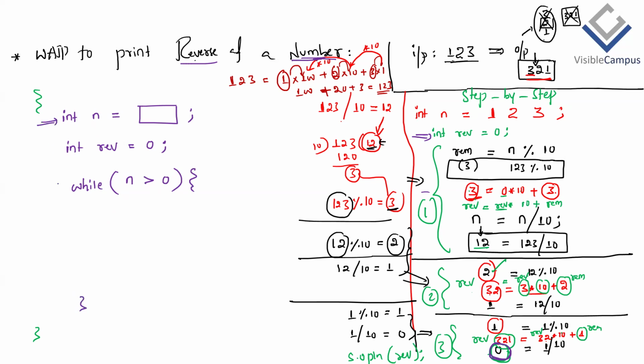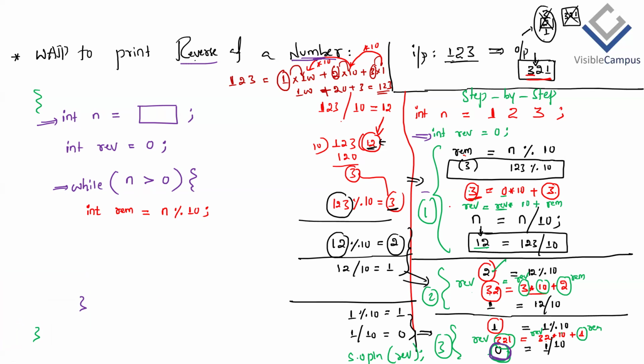Initialization, condition, done. Then inside the loop body, what do we have to do? What does the first step say? Get the remainder. So how to get the remainder? That n, if you perform modulo division with 10, then each time we are going to get its remainder. It's a variable. Did we mention the type of it? Then mention the type also. int type. Step 1 over.